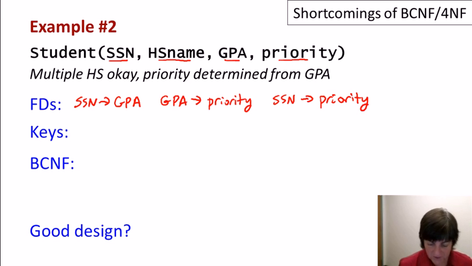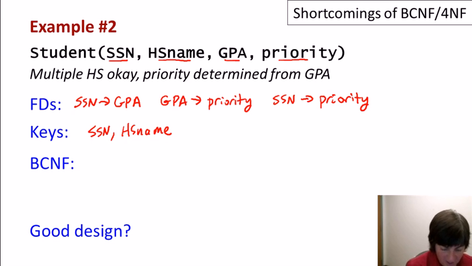The key for this relation is the combination of social security number and high school name, because students could go to multiple high schools, but once we have the social security number, we do functionally determine through these functional dependencies the remaining attributes, the priority and the GPA. So is this relation in BCNF? No, it's clearly not. And in fact, all three of our functional dependencies violate BCNF.